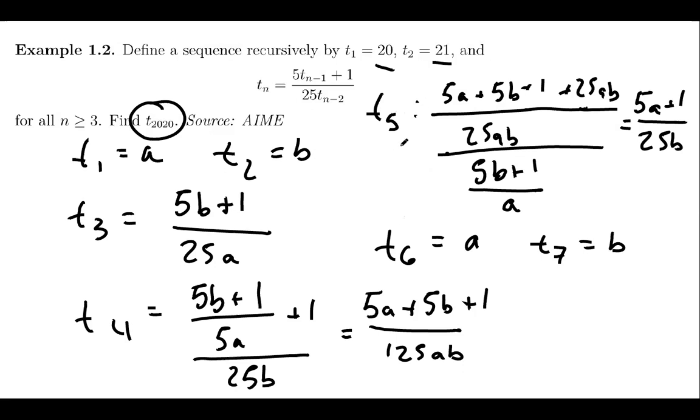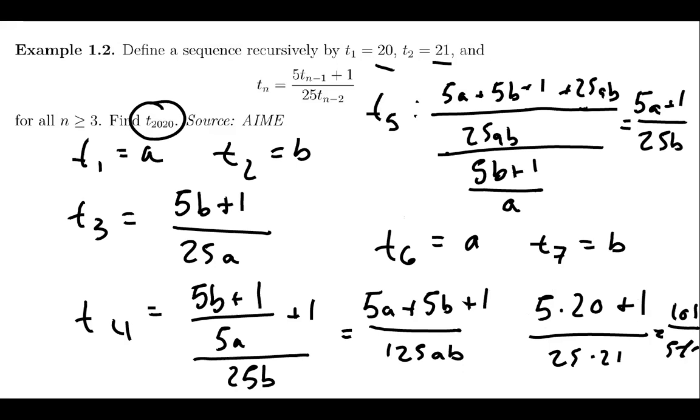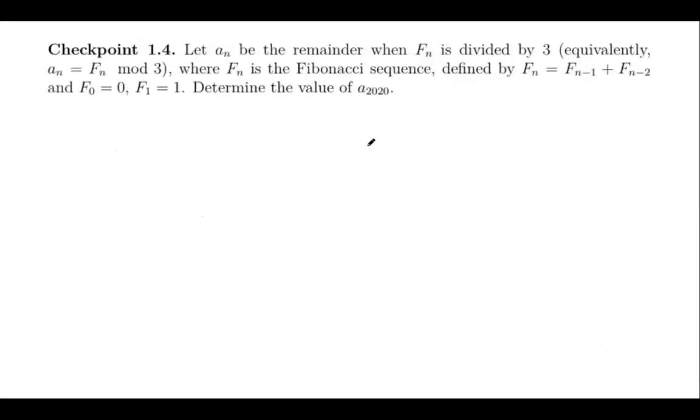That means that 2020 is divisible by 5, so it will have the same value as the 5th term. And that means we just have to compute (5 times a plus 1) over (25 times b), which is (5 times 20 plus 1) over (25 times 21). And that will give you 101 over 525. So any questions about this one? All right, we'll move on to this checkpoint and let us know once you've gotten an answer.